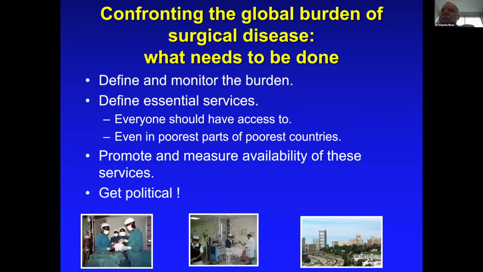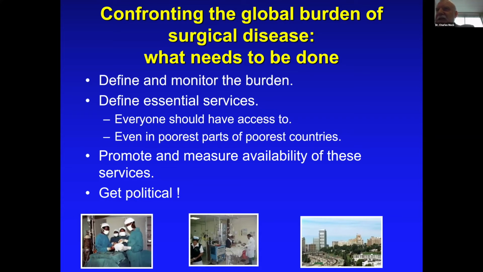So I think we've been doing a reasonable job confronting the global burden of surgical disease. It's been done well for obstetrics and safe motherhood. I think we've made some dents in trauma care, and there's a long way to go for global surgery in general, but I think we're making some good steps.